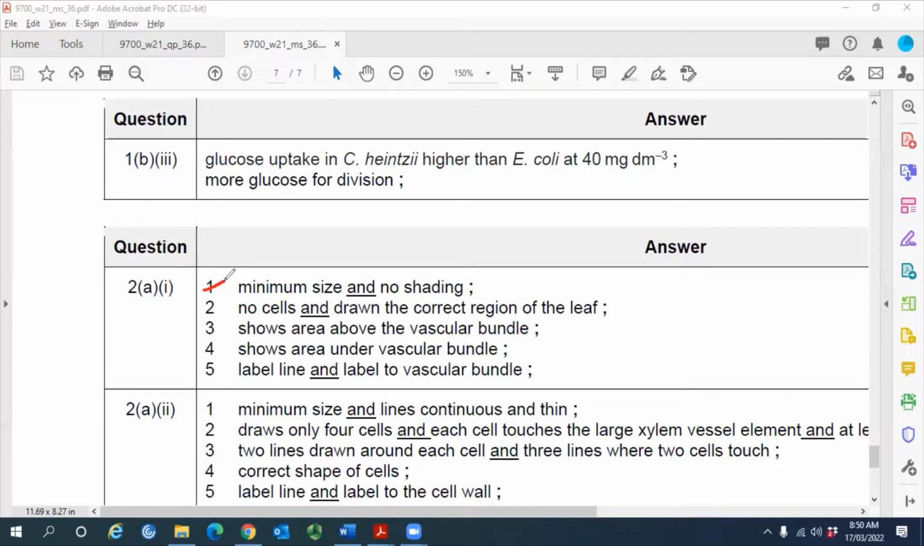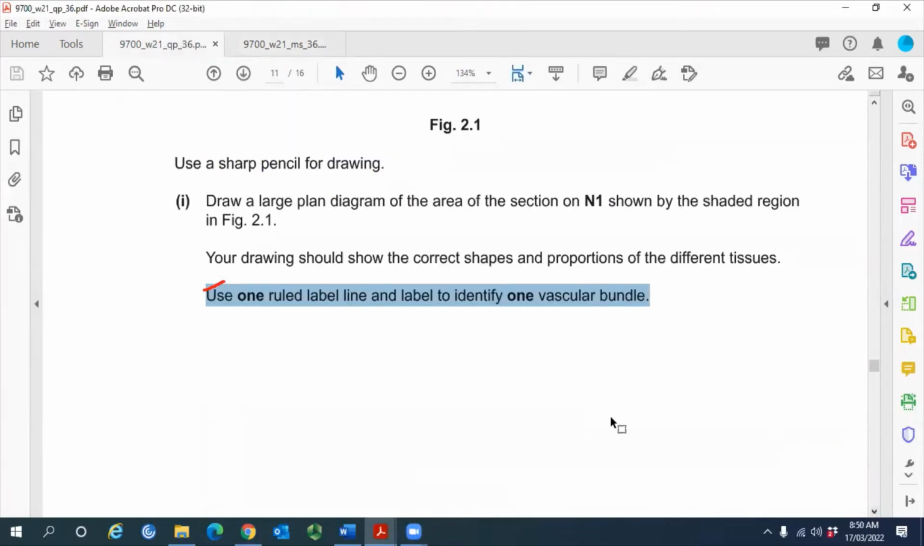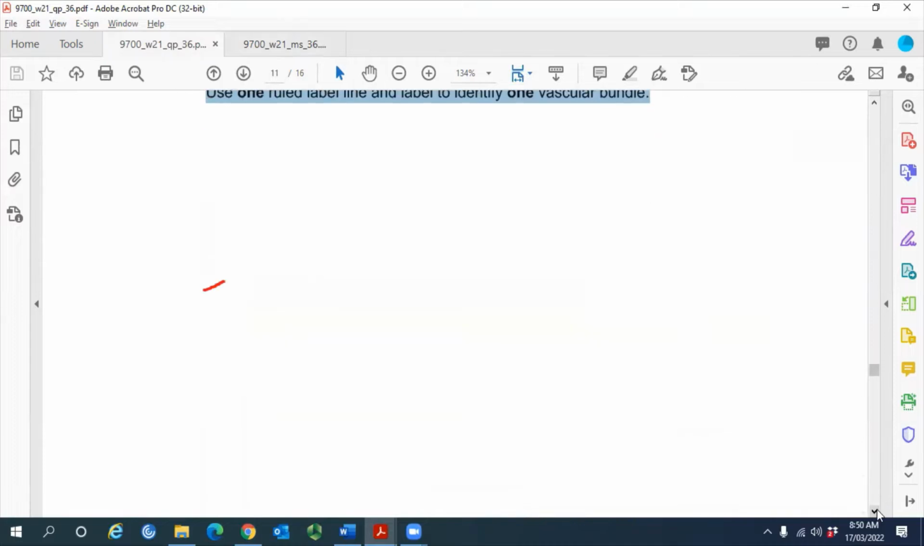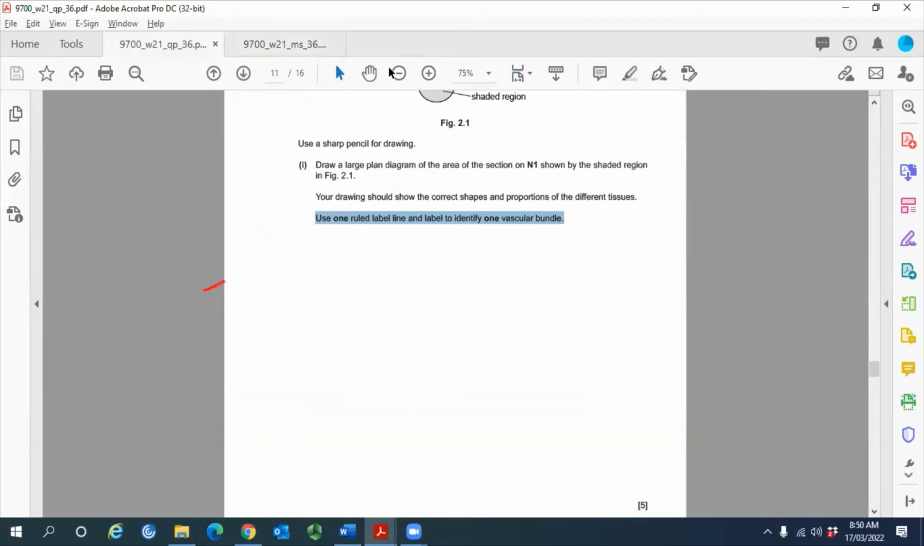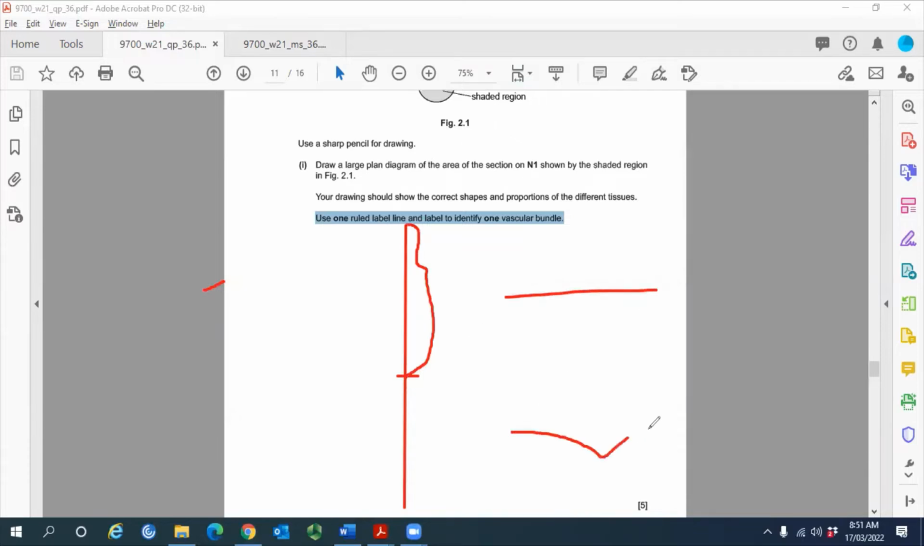What is the minimum size? Use your ruler to measure the space as given to you in the question paper. You see this one, this is the end of the question. And you look at the entire space, how big is the space? Use a ruler to measure from here all the way to here. At the bottom of the 5 marks, the minimum size of drawing must be at least half of this space given to you. So measure the size of your plan drawing. That means this is your plan drawing, right? Okay, this is your plan drawing.